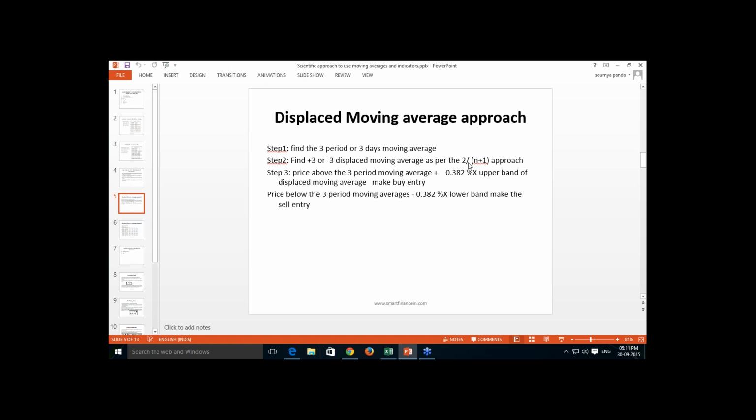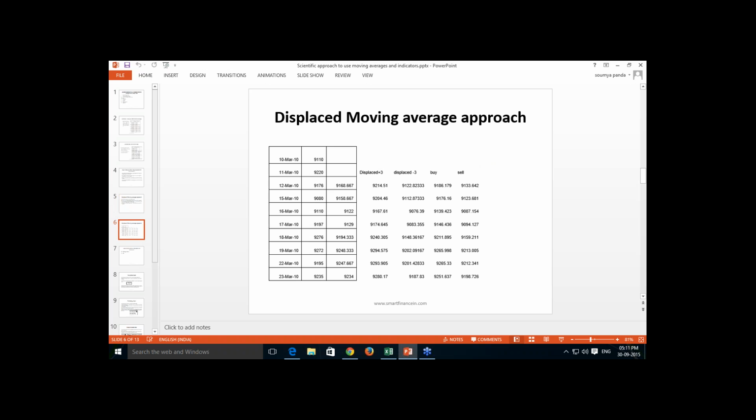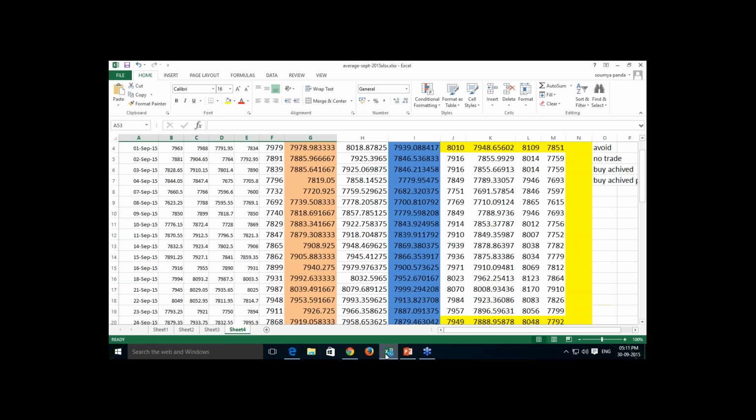Here the same 2 by n+1 approach is followed for the displaced moving average, and once you have found the 3-period moving average, you have to use the Fibonacci ratio to take a buy entry and a sell entry. I will explain that in an Excel sheet. So here we'll move into the Excel sheet.